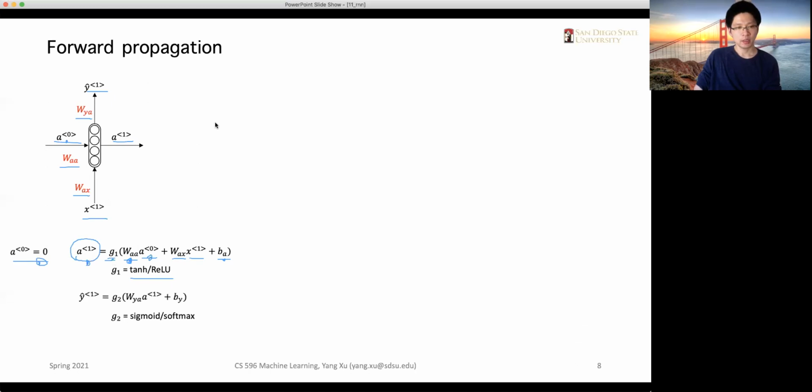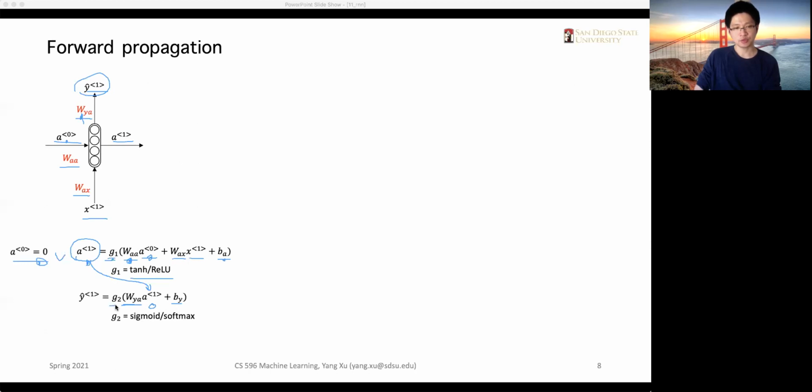And we need to compute y hat 1 as well, right? Y hat 1 is computed using a different set of parameters, which is WYA. The input for this computation is A1, which was just computed in the previous step here. So A1 is used as input, along with a different bias as well.